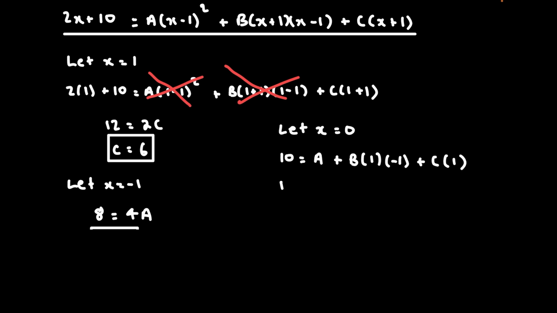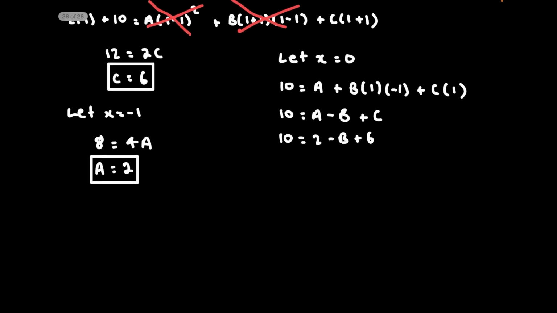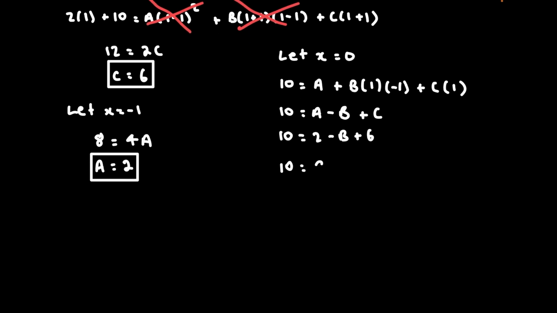So all I have now is 10 is equal to a plus b times 1 is b times minus 1 is minus b. So we get a minus b plus c. We already have the values of a and c. So that means 10 is equal to 2 take b plus 6. And solving for this, we can say that 10 is equal to 8 take b, and that would mean that b is equal to 8 take 10, which means b is equal to minus 2. Those are our values for a, for b, and for c.